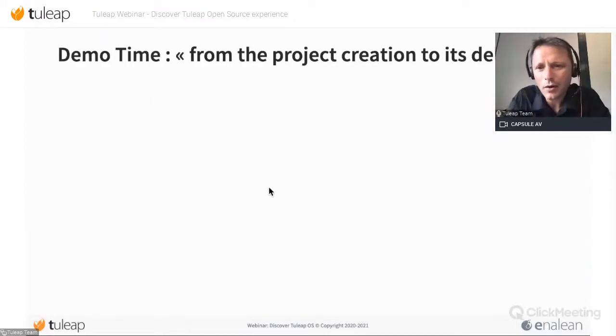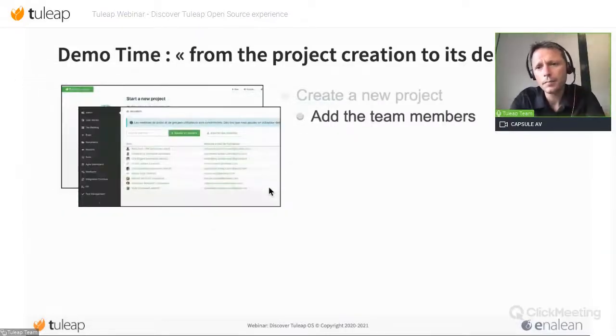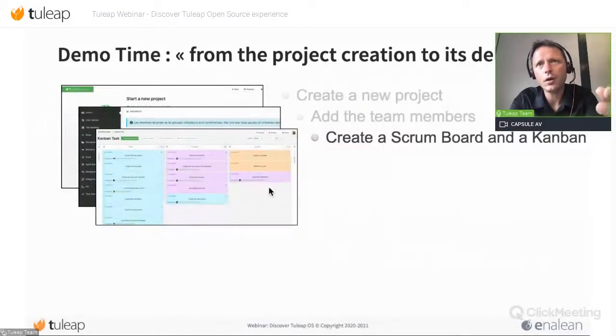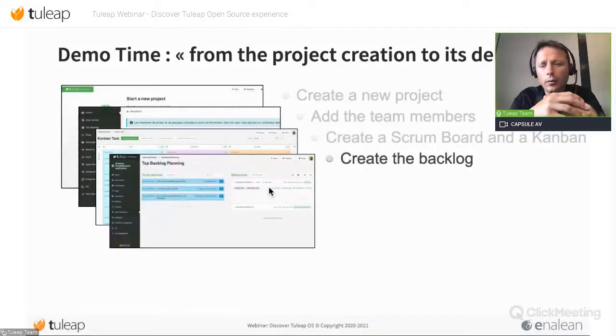So now I will show you how Tuleap is working. First of all, we will create a new project. And with this project, as I told you, a project is like a workspace. I will add a team. And after I will create my organization to have my Scrum board and my Kanban. After I will create a backlog.